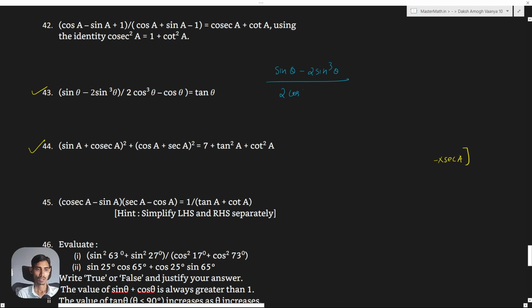So it is very clearly visible that sine can be taken common, and cos also in the denominator, and that's what we need. Basically we need tan theta. So the only task remaining is to get rid of that extra part. So sine theta is taken common from the numerator, cos from the denominator. We are left with 1 minus 2 sine square theta, and in the denominator we have 2 cos square theta minus 1, taking common.